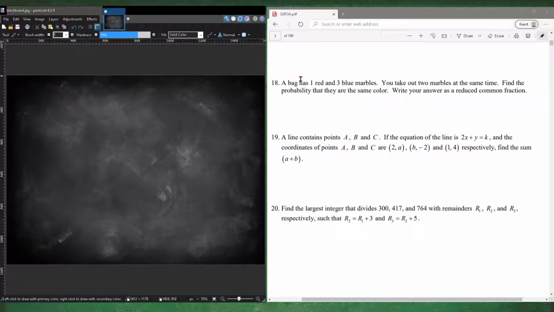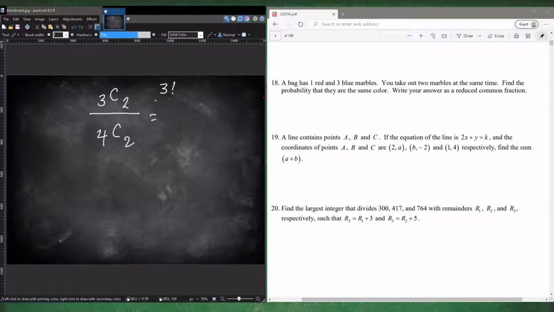Number 18. A bag has 1 red and 3 blue marbles. You take out 2 marbles at the same time. Find the probability that they're the same color. Since only blue has multiple of them, we can only take into account blue. So taking 2 marbles, 3 blues, choose 2 of them. And then out of the total, there's 4 marbles and you choose 2 of them.